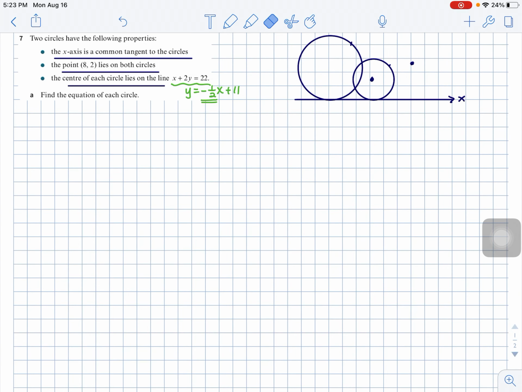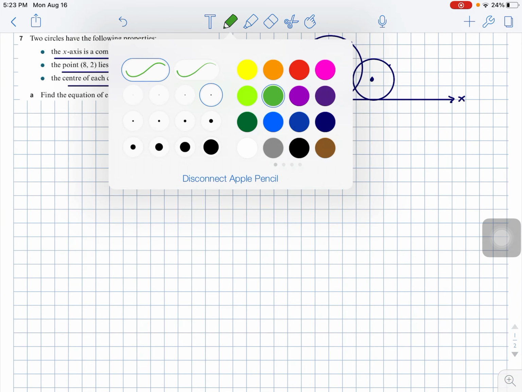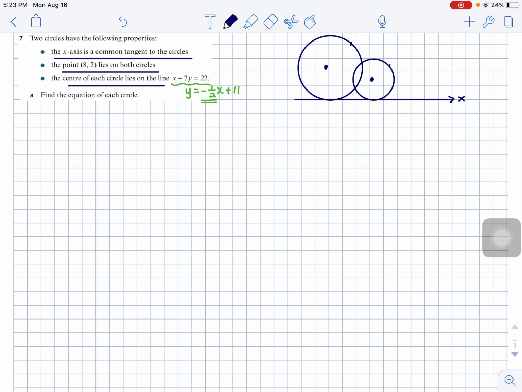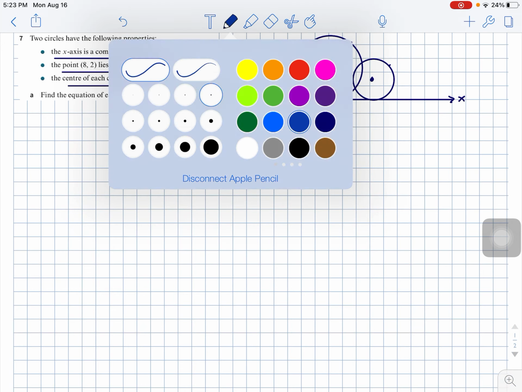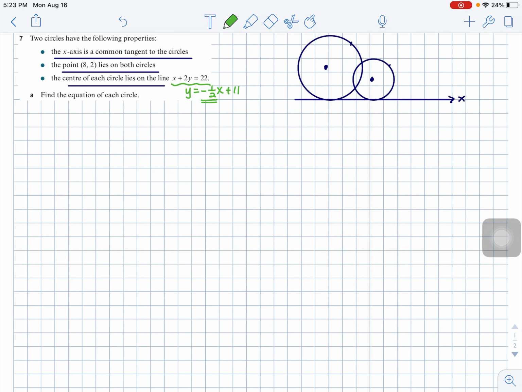Do I have a common point? Yes. And then if I join my centers, I am having negative gradient, more or less. Let's try to make it vector looking. This is just for illustrative purpose to give you an idea on how to solve it better. So we got 8 comma 2 over here now. Okay, let's write this. X plus 2y equals to 22.